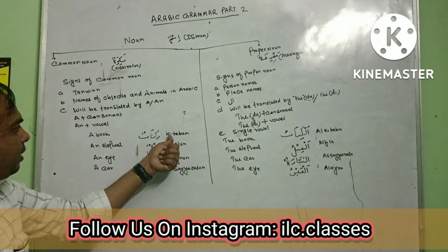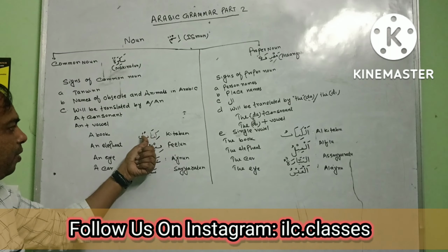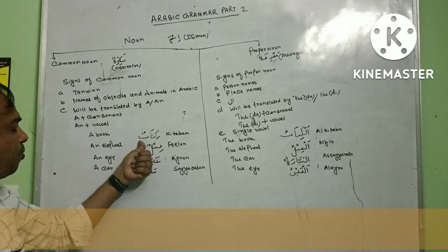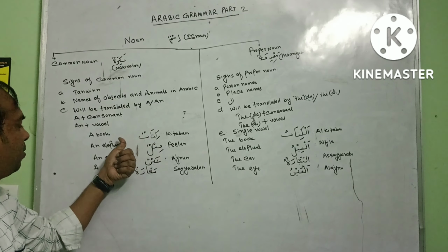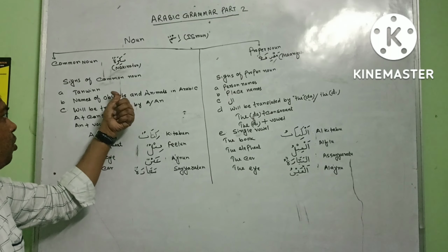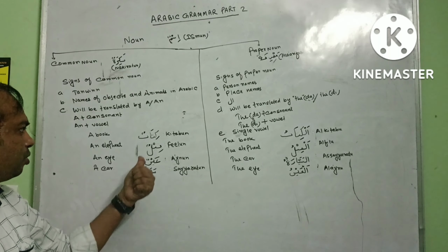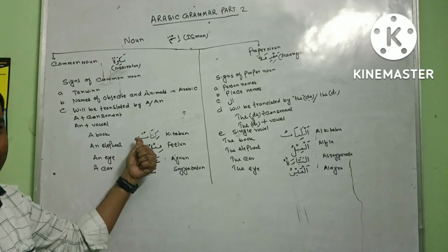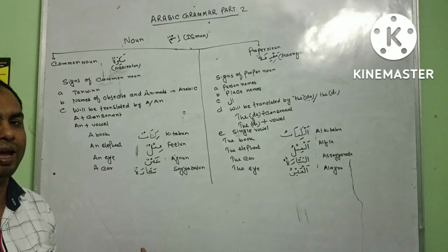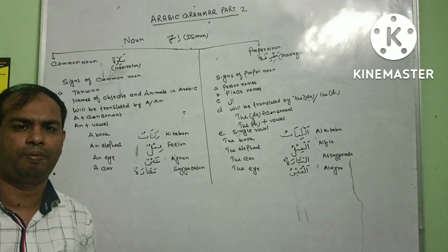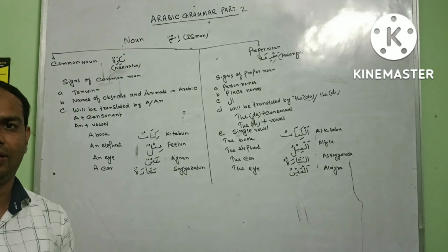Like kitabun. The first sign I have told you is tanwin. So here, kitabun: at the last alphabet, ba, there is tanwin above. As I have told you, tanwin is a sign of a common noun in the Arabic language. Look, kitabun, ba is getting tanwin. That means it's a common noun. So in Arabic, you just look at the last alphabet of a noun, then you can understand whether the noun is common or proper.